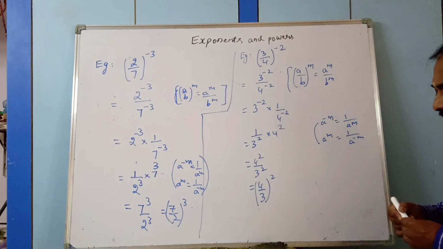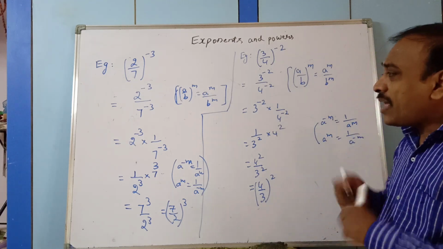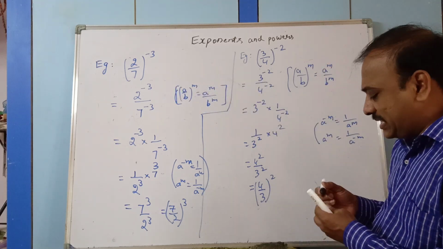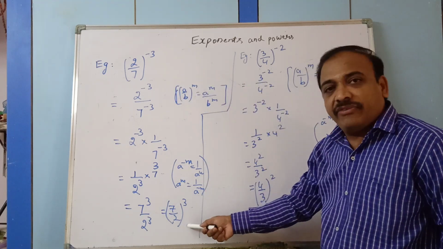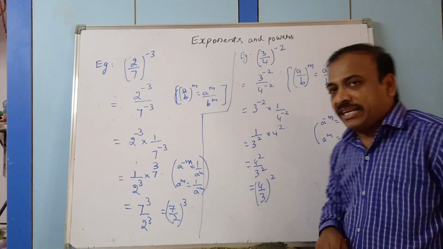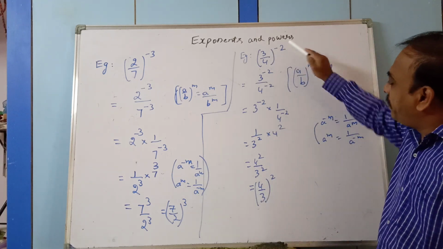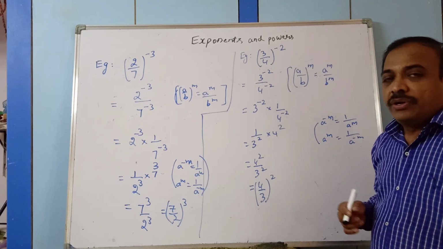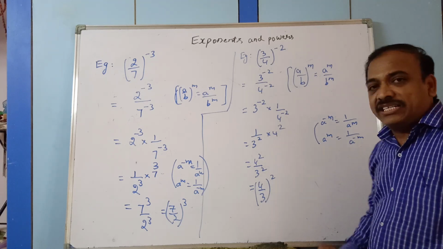So from these two examples, what can you conclude? 2 by 7 whole to the power minus 3: what is the answer? Finally we got 7 by 2 whole to the power 3. And 3 by 4 whole to the power minus 2: the final answer you see is 4 by 3 to the power 2. Yes, can you say what you can write generally?